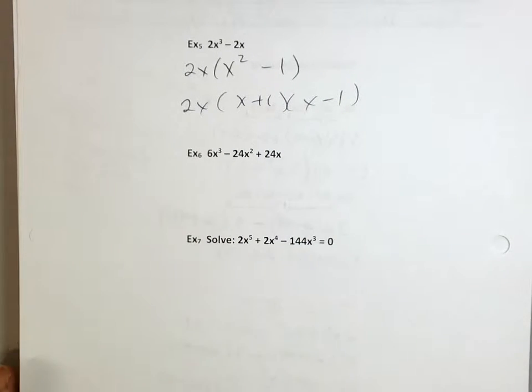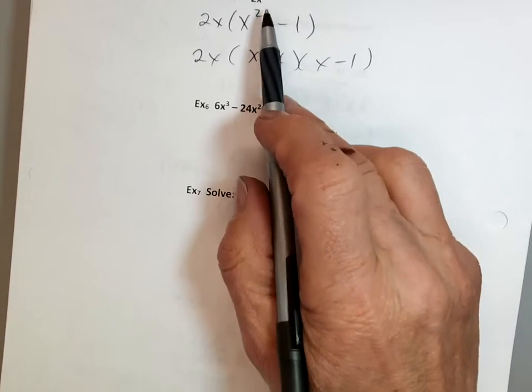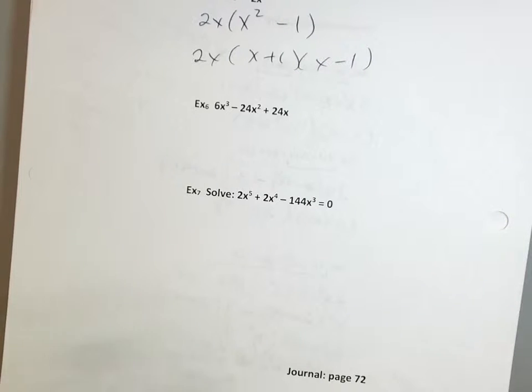So then you get the answers 0, 1, and negative 1. And if I had an equal sign, I would. Totally right, Derek. Okay, but I don't have an equal sign, so I'm going to stop there. Perfect. Okay, how about number 6?